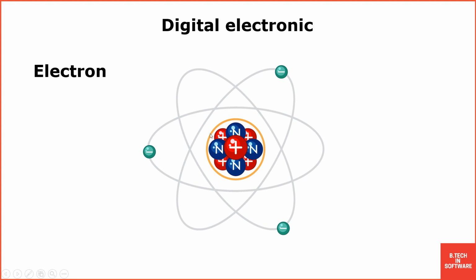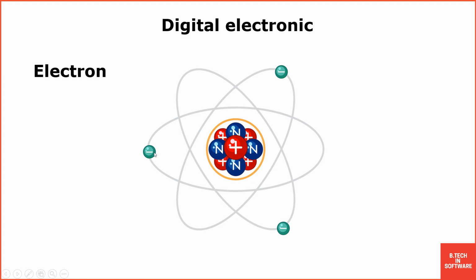Here, the orange circle is known as the nucleus. Inside this nucleus, we have neutrons and protons. The blue one here is a neutron. It has no charge, neither positive nor negative. The red one here is a proton. A proton has a positive charge. Together, these neutrons and protons make up the nucleus.